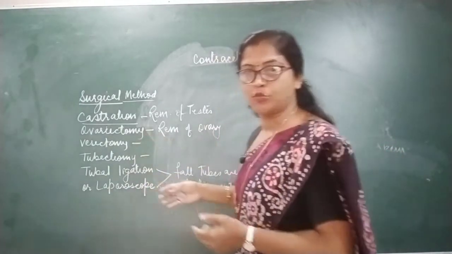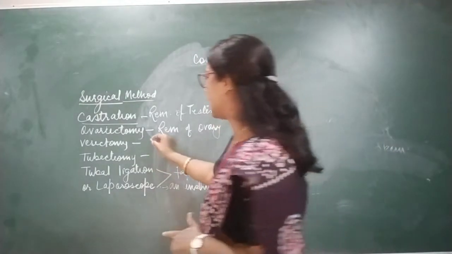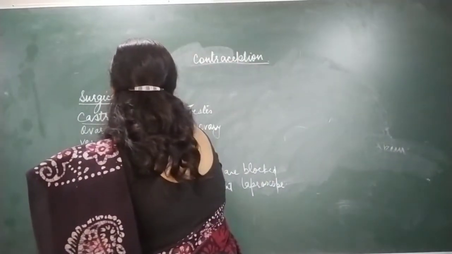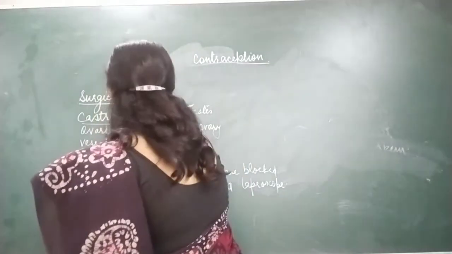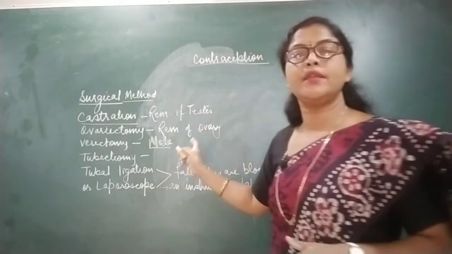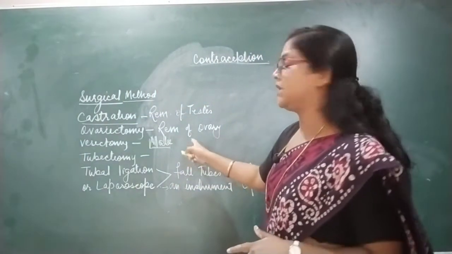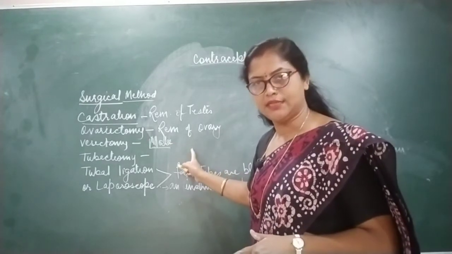Third one is vasectomy. Vasectomy takes place in male. This is also a permanent process of stopping the fusion of gametes, or the process of fertilization.